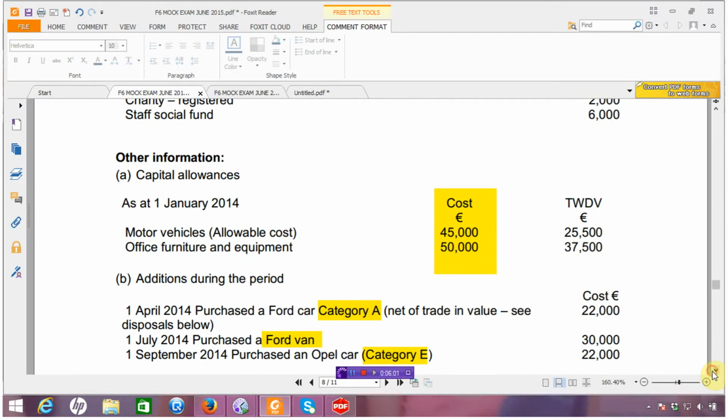Cap allowances, I'll always expect quite a lot of information within the CT question on cap allowances. And just remember, we're trying to make up our cost box, as it were. It's done in a sort of vertical format in the answer. I'm inclined to use that horizontal format, to be honest with you. I think it's easier to work with.